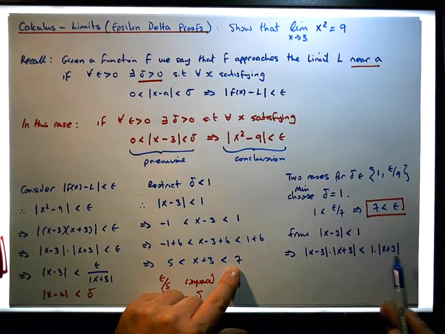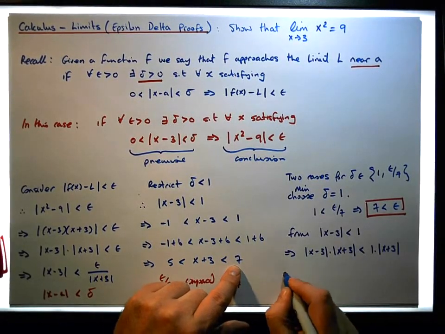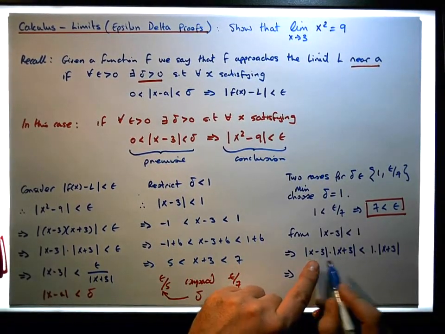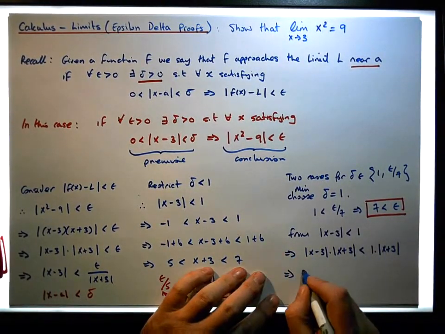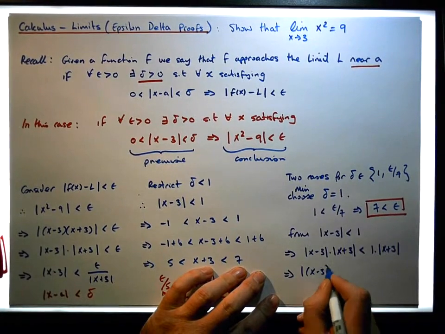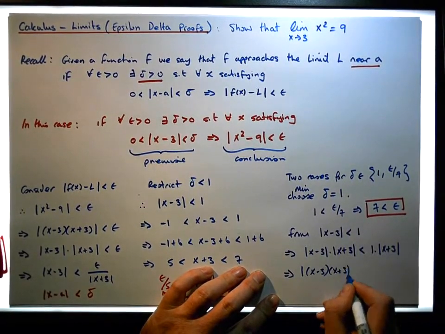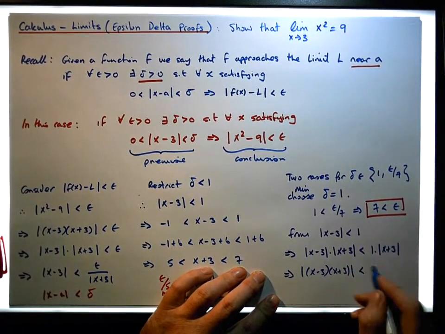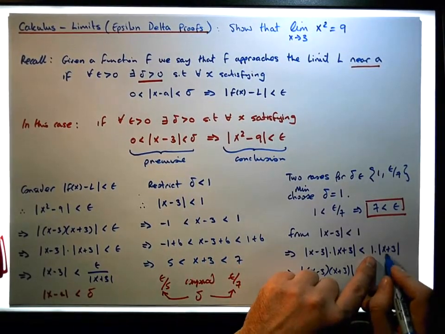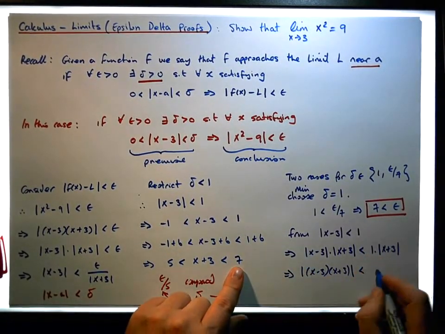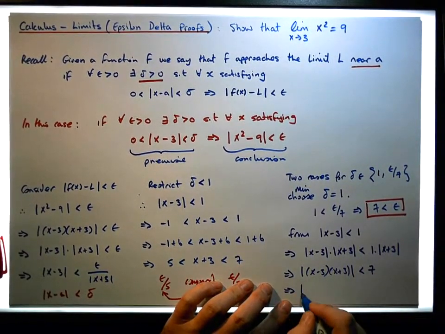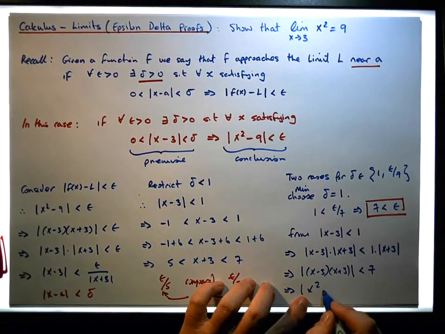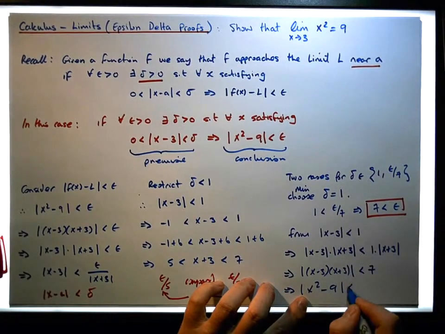So that's less than 7. Okay, so this implies that bringing the two operands within the absolute value gives us that |x - 3||x + 3|, the absolute value of them, must be less than 1 times whatever x + 3 is bounded above by. So it must be less than 7. Which implies, when we multiply this out, that |x² - 9| must be less than 7.